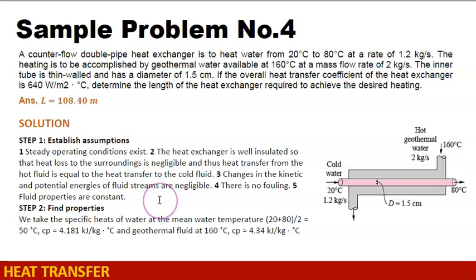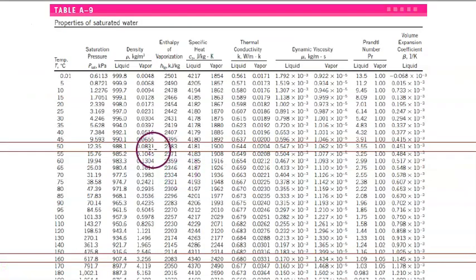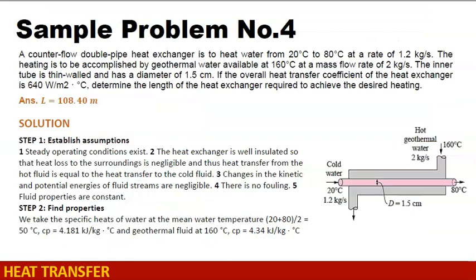Fluid properties are also constant, wherein for water, we will evaluate it at the mean of 20 and 80, so that's why we have 50 degrees Celsius. So the Cp at 50 degrees Celsius from the table is 4.181 kilojoules per kilogram degree Celsius. And for the geothermal fluid, since we don't have the value for the leaving water, we have 160 degrees Celsius, so we will evaluate at the inlet. So the Cp is 4.34 kilojoules per kilogram degree Celsius.